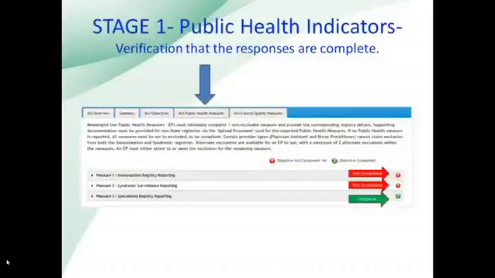Stage 1, public health indicators. When you go to the public health measure tab, once you've finished answering your questions, you can tell the status by looking at the far right. If there's a red exclamation point, that means it is not complete. You'll need to go back. If there is a green check and it says complete, that means that one is complete and you've answered it correctly.